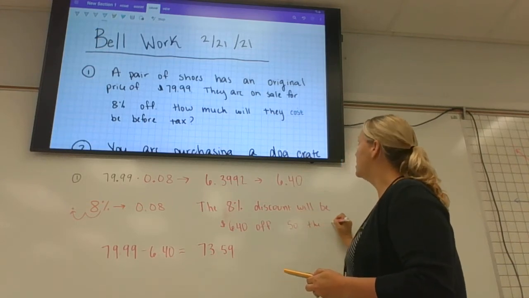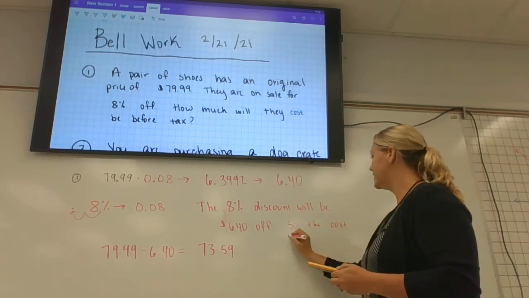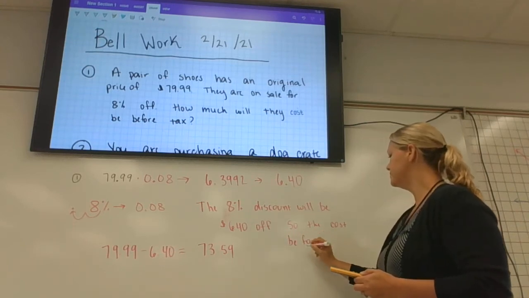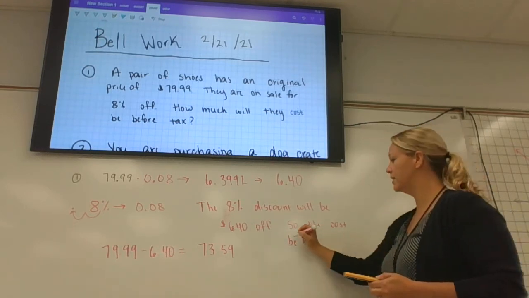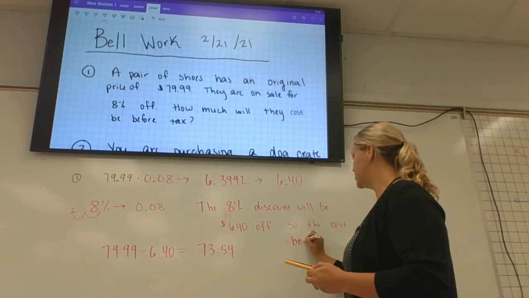So the cost before tax, before, I wrote that like 2 words.